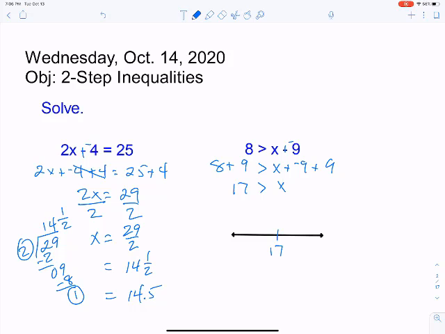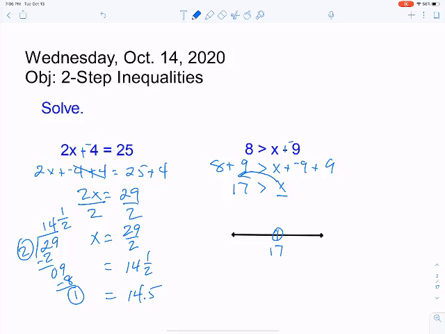Now, if you remember correctly, I told you that if the letter is on the left-hand side, the inequality tells you which way to shade. Well, if the letter is on the right-hand side, the inequality tells you the opposite direction. Because this says that 17 is going to be greater than x. So I need all values of x that are less than 17.